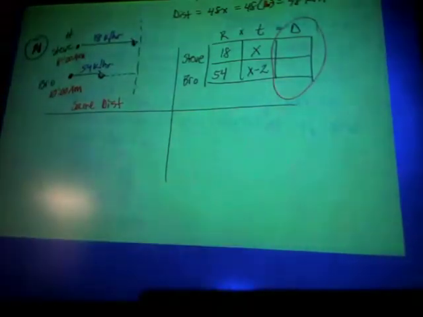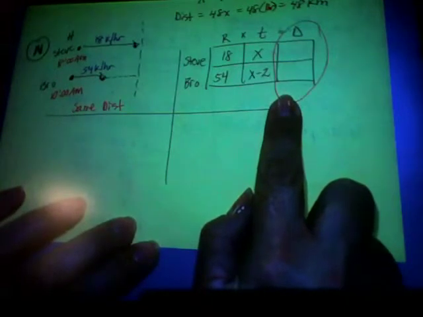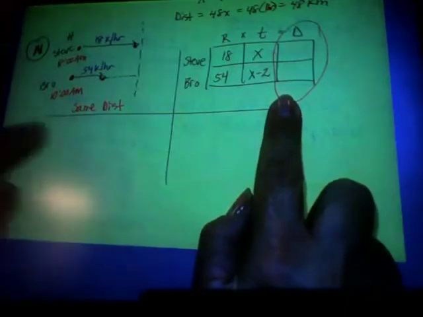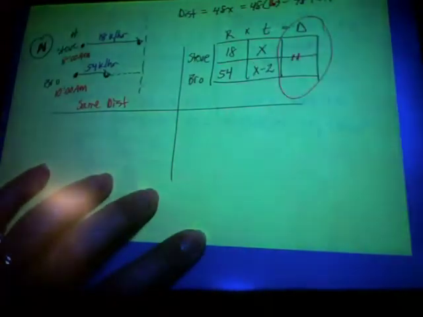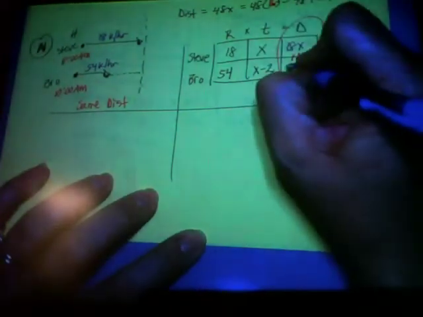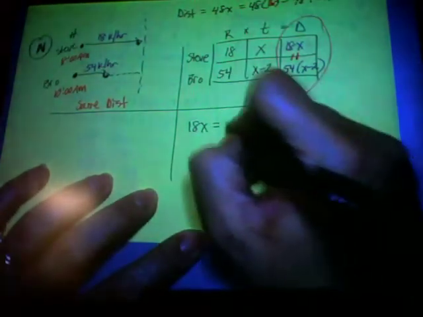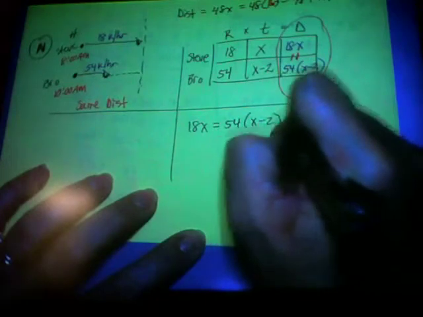Again, as we've done all along, you will calculate this column. Have you been given any information on total distance down here? No, and there's a reason for that. If you're not given that information, then they're the same distance, and you're going to set the distances equal to each other, right? So what's Steve's distance? 18x. And then his brother's distance is 54, parentheses x minus 2. So now we're going to solve that equation. 18x equals, because they have the same distance, 54 times x minus 2.